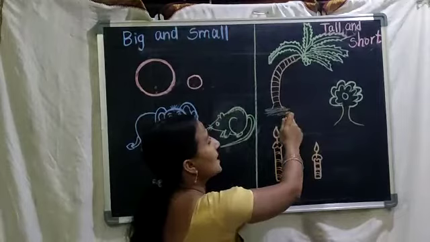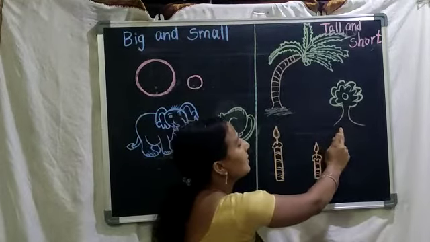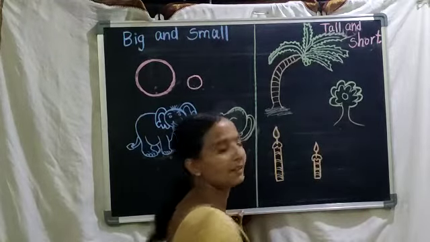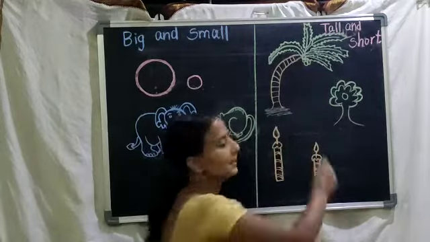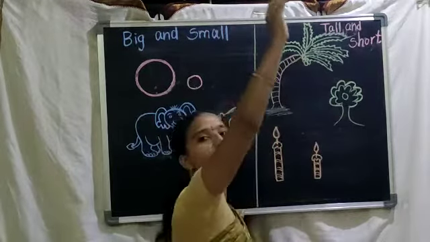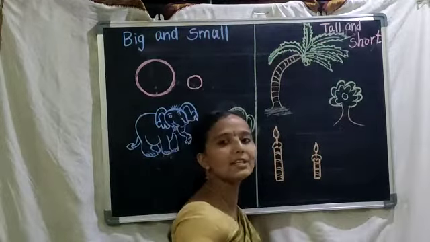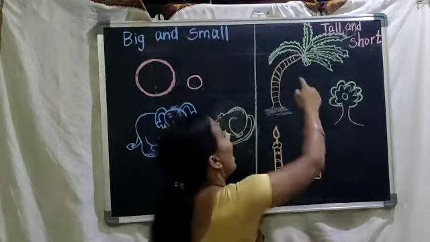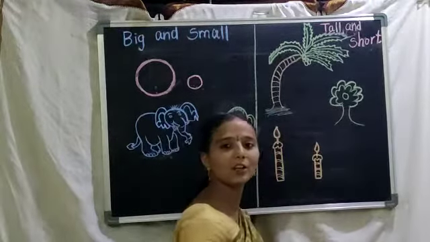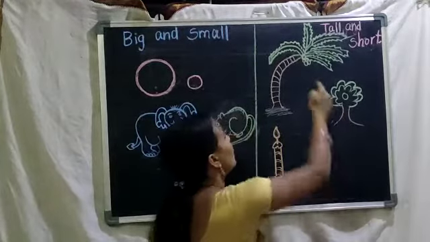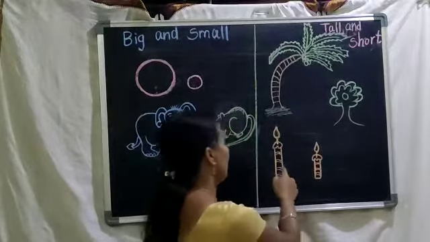Look, children, some pictures I'm drawing here. See here, this is the coconut tree and this is a mango tree. See, how is the coconut tree, children? Coconut tree is tall, and mango tree is short. How is the coconut tree? Tall. And how is the mango tree? Short. Coconut tree is taller than mango tree.